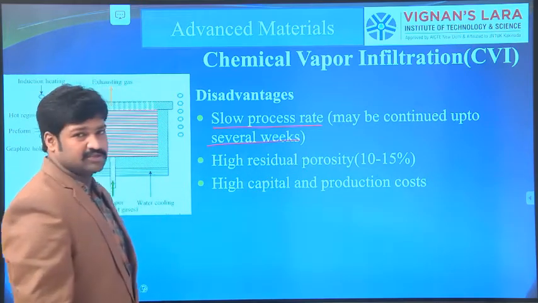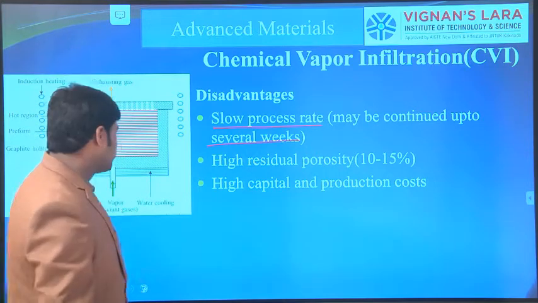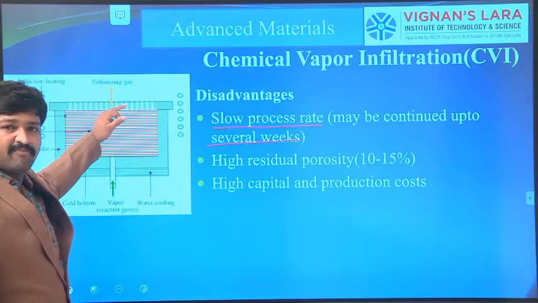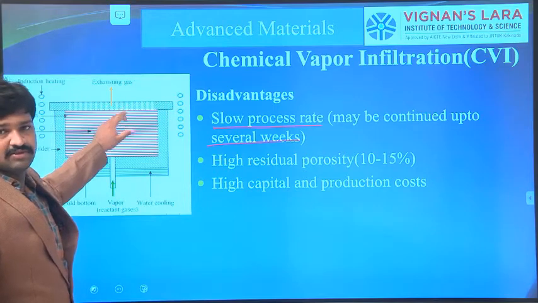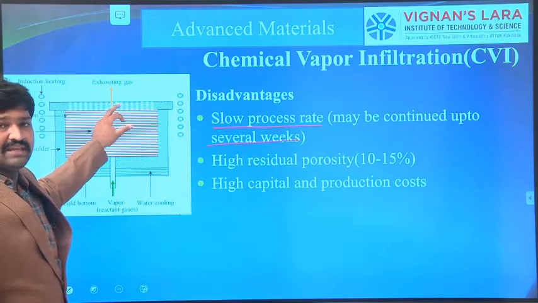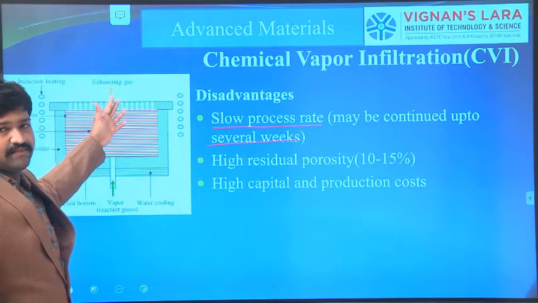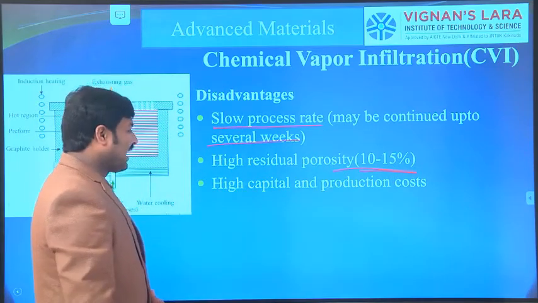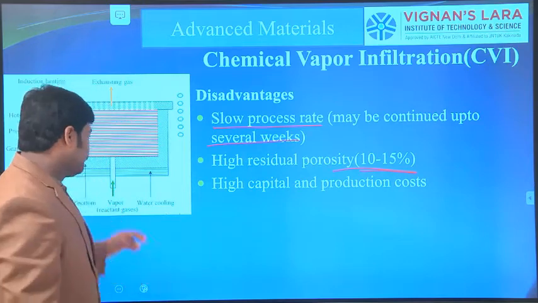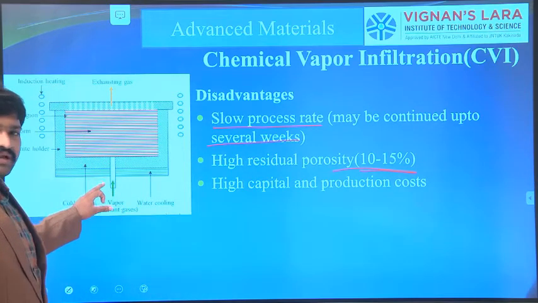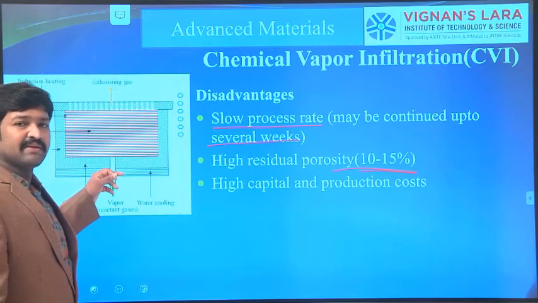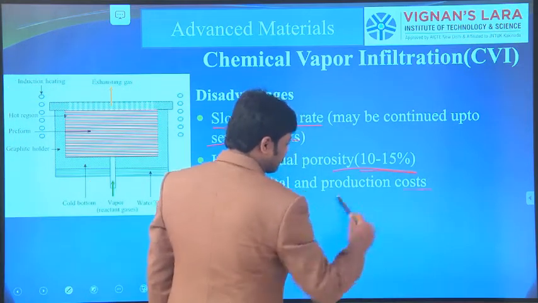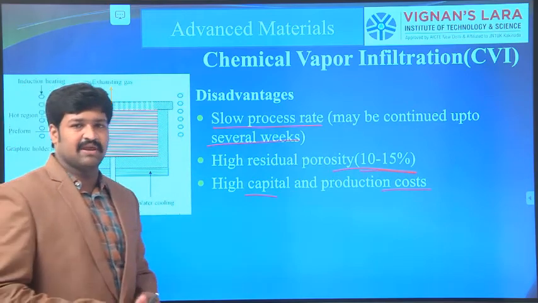Next, high residual porosity. As we discussed earlier, if the bottom surfaces are filled with the matrix material, the further spaces are not filled, so the porosity is high. The matrix filling is very less for the inner spaces, so high porosity leads to high porosity. Next, high capital and production costs. Here we are maintaining the temperature in the vapor state. To get the material into the vapor state, we require high temperature furnaces and high heating elements. Due to that, the capital cost as well as the production cost will be high for this CVI process, the chemical vapor infiltration process.